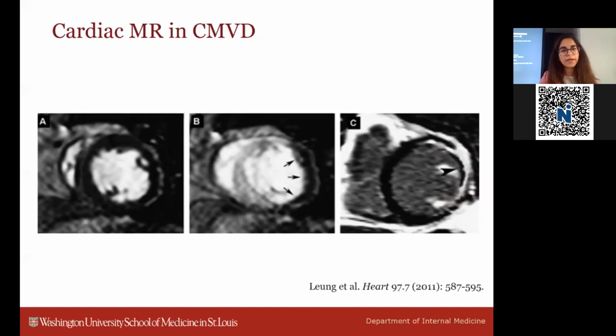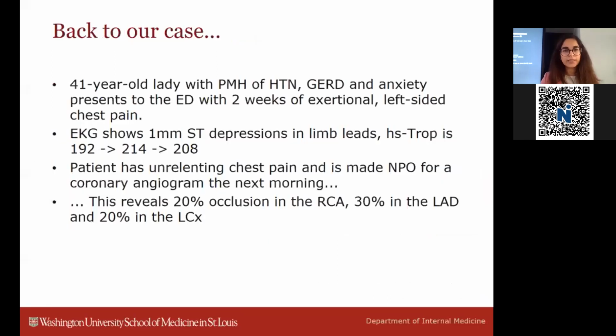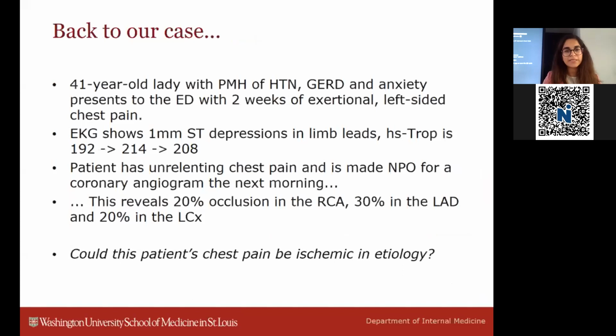So let's go back to our case, our lady who had that negative coronary angiogram. The question I wanted us to think about was whether her chest pain could still be ischemic in etiology. And the truth is, without doing all of these other tests, without ruling out microvascular disease, we can't say that it's not ischemic. Absolutely, her pain can be ischemic. She can certainly have other etiologies, but the idea here is that the workup is complete by this gold standard coronary angiogram is probably not correct anymore.